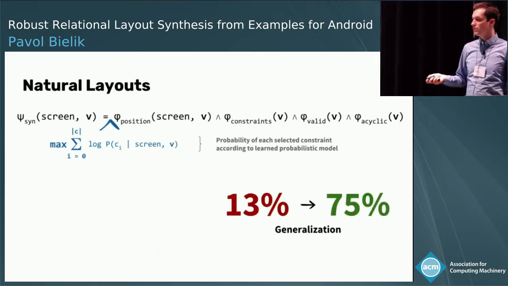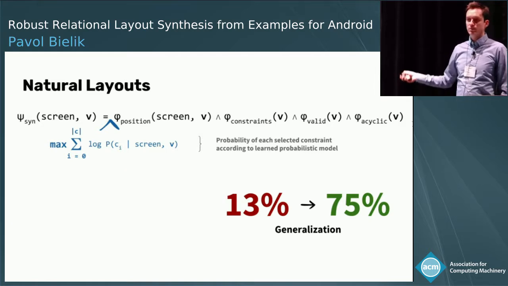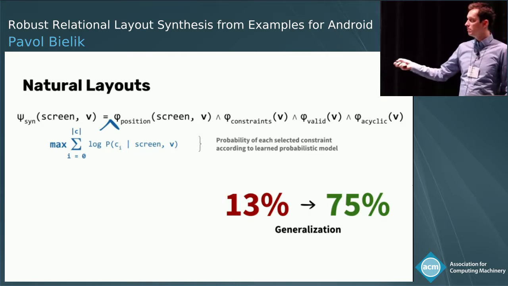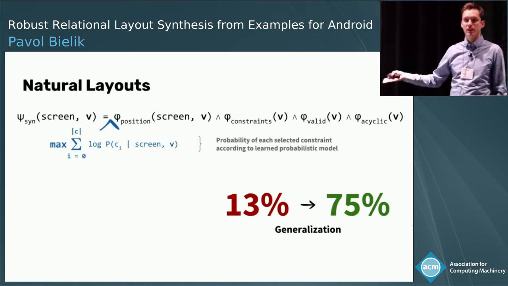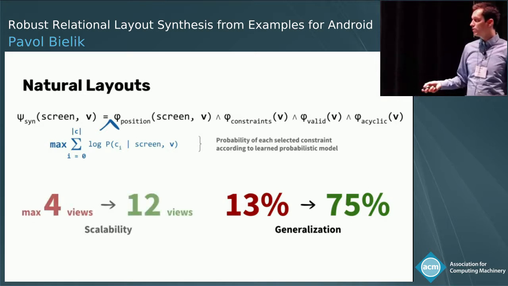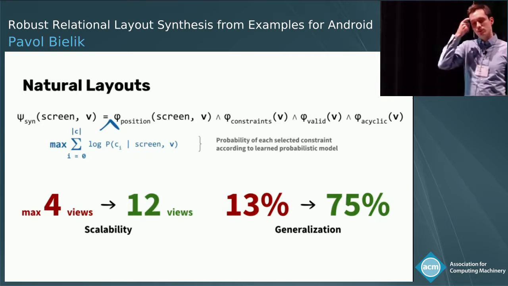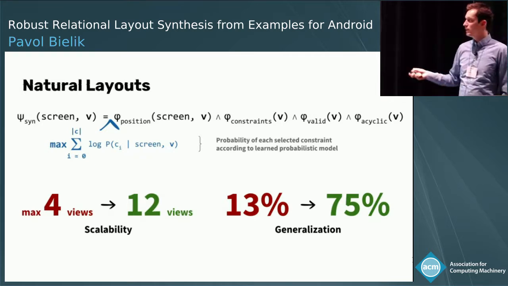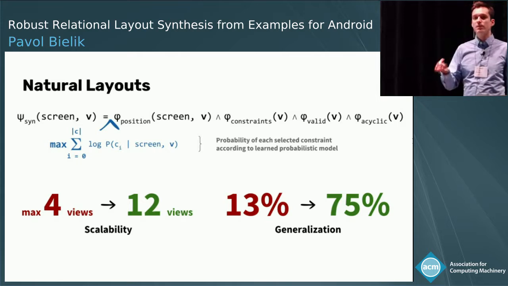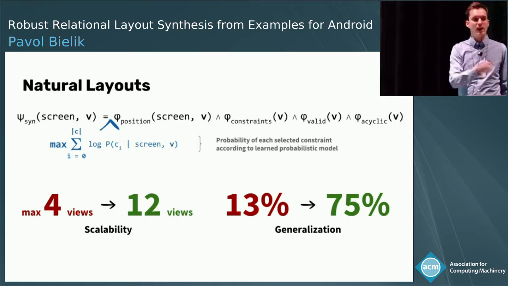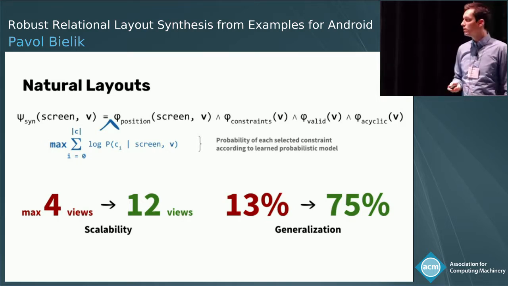And by doing this, we can already improve the generalization much more because of how this probabilistic model is going to be learned. So we'll learn it from existing applications. And also, this helps us to scale the system much better because it's not shown here, but if you have the probabilities of the constraints, you can use them to guide the synthesis to consider the more likely constraints.